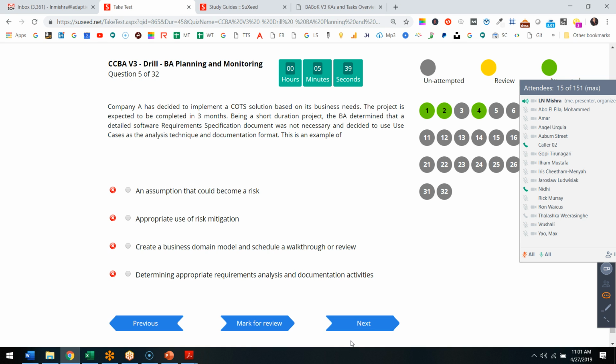I personally have seen questions when I attempted CBAP, CCBA V3. Imagine my situation. I am a trainer. I am a practicing business analyst for so many years. I have read BABOK 20 times minimum over the last 10 years. Even then, some questions went over my head. So I don't know how these questions were approved. To my knowledge, they should not be approved.